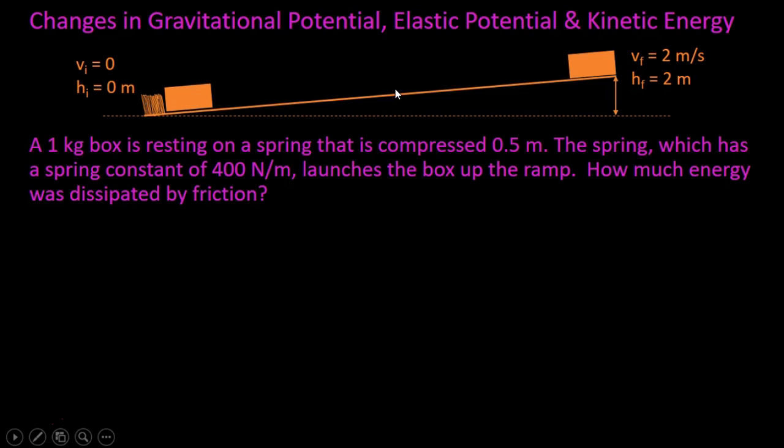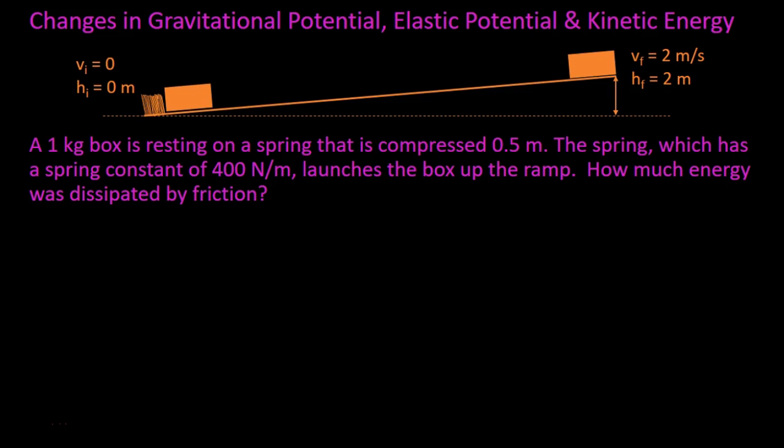Here we have the same ramp, but we have the box resting on a compressed spring, and this box is lighter. This box is only 1 kilogram instead of 10 kilograms, and the compressed spring is going to launch the box up the ramp, and when it reaches the top of the ramp, which is 2 meters off the ground, this box is still going to be moving with a velocity of 2 meters per second. So the question is, how much energy was dissipated by the friction?